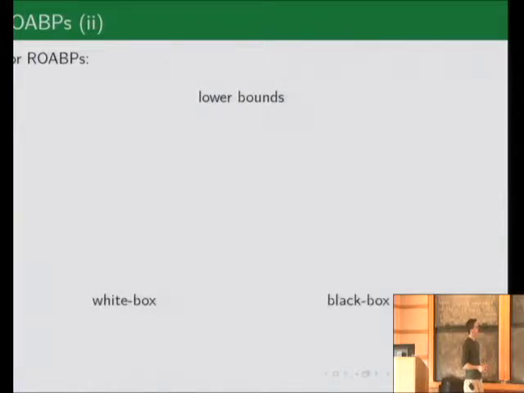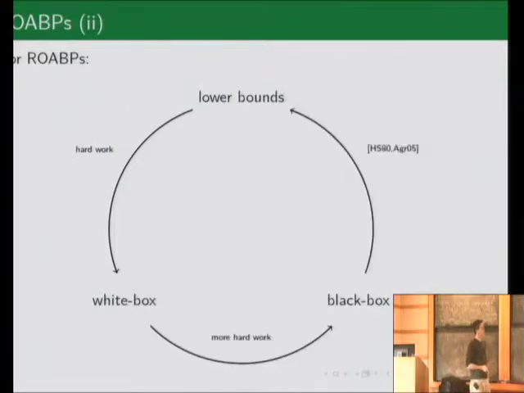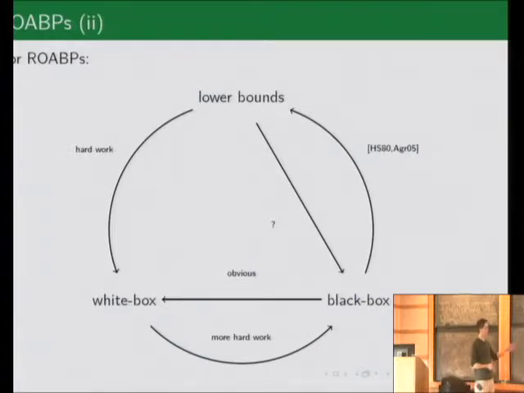So there's this picture again with lower bounds, white box, black box. And again, there's this notion that you can go forward. Unfortunately, the lower bounds don't really imply black box PIT directly because these connections don't work in these limited, restricted models. So you really have to kind of go forward in this circle. And we can kind of do that.